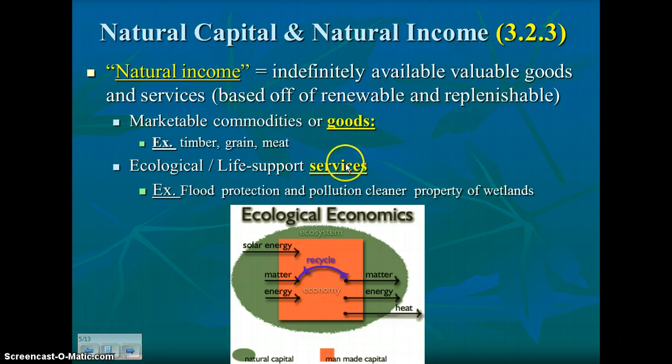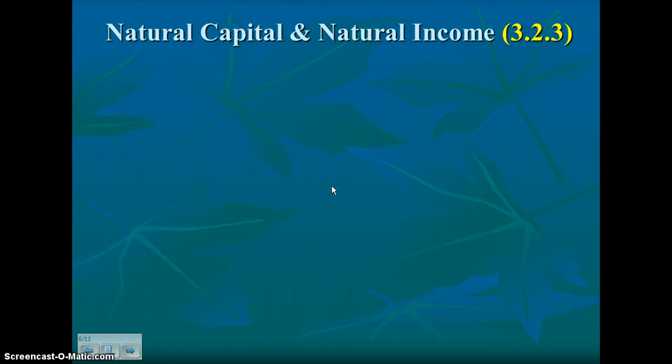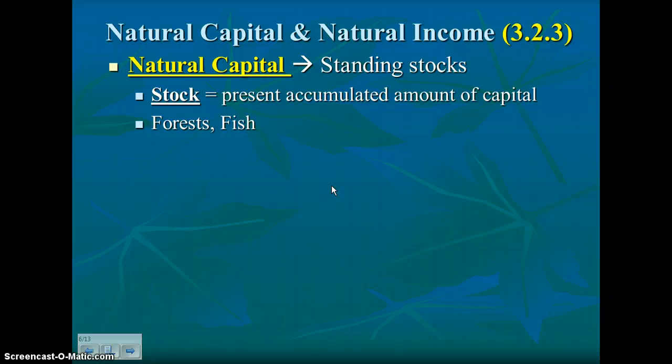They will eventually potentially either save us money or make us money, but natural income is just the goods and services component. Some other things we have to think about then: what is natural capital? Well, natural capital is the standing stock. Stock, don't forget, means how much of that type of material is there. If we think about Huntley Meadows, we can think about how much forest is there. How many trees are there? Those are the standing stock of that carbon. We also have fish. Let's say at the Chesapeake Bay, how much fish is there? That's the amount of goods that we have available.